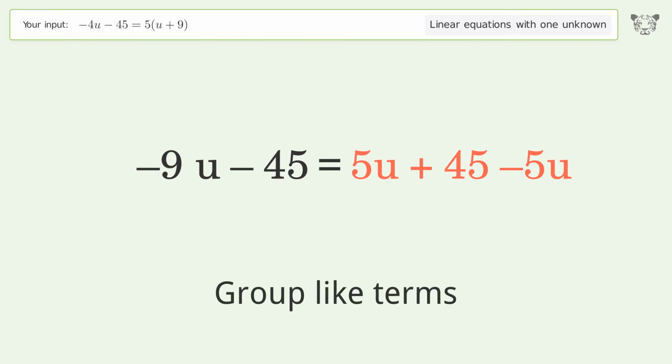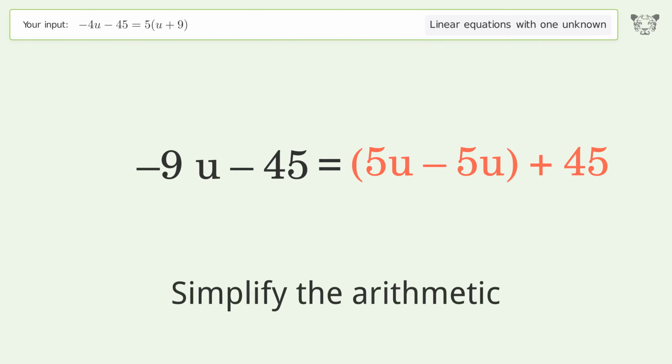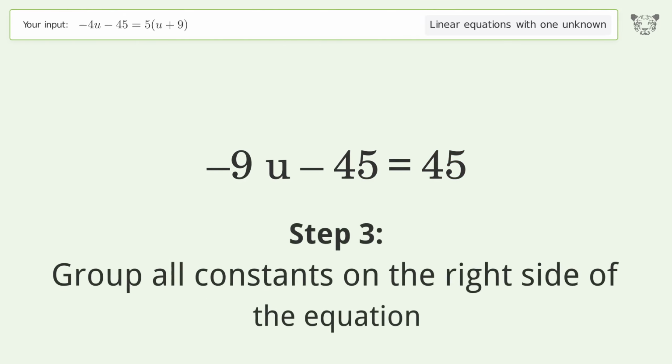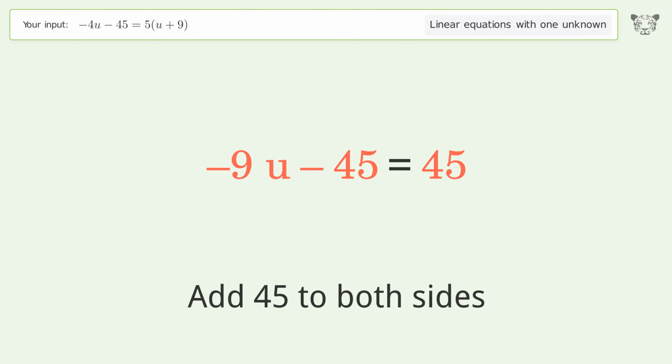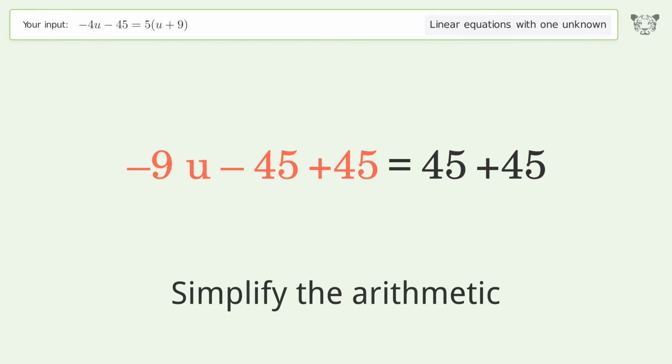Group like terms. Simplify the arithmetic. Group all constants on the right side of the equation. Add 45 to both sides. Simplify the arithmetic.